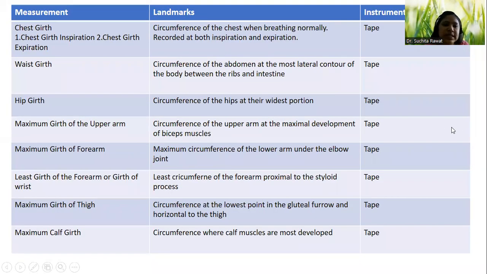Now, we shall be discussing some of the important measurements which are taken with the help of a measuring tape. The first measurement is the chest girth, and this is taken in both inspiration and expiration. The circumference of the chest when breathing normally is taken, and it is recorded in both inspiration and expiration. The waist girth is the circumference of the abdomen at the most lateral contour of the body between the ribs and the pelvis. The hip girth is the circumference of the hip at its widest portion.